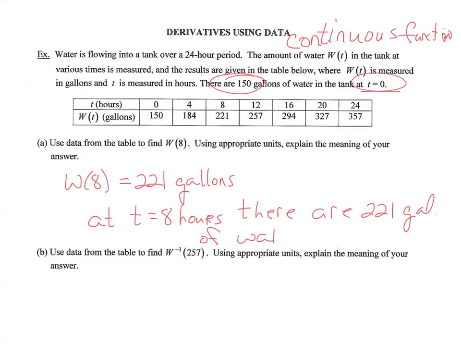If it asks you to explain the meaning, you need to be sure that you talk about at what time there are that many gallons. At 8 hours, there are 221 gallons of water in the tank.